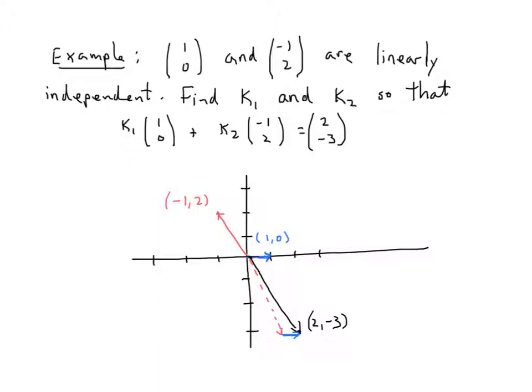So I'm expecting just from this diagram, and I'm going to solve and find out exactly what k1 and k2 are, but I'm expecting to find that k2 would be a negative number bigger than 1, because it looks as if I'm going to need to stretch (-1, 2) by a certain amount. But k1 looks like it'll be a positive number because it's moving in the same direction as (1, 0), but it looks a little shorter than (1, 0), so I expect that'll be some fraction, something less than 1. Let's go ahead and do the math and find out.